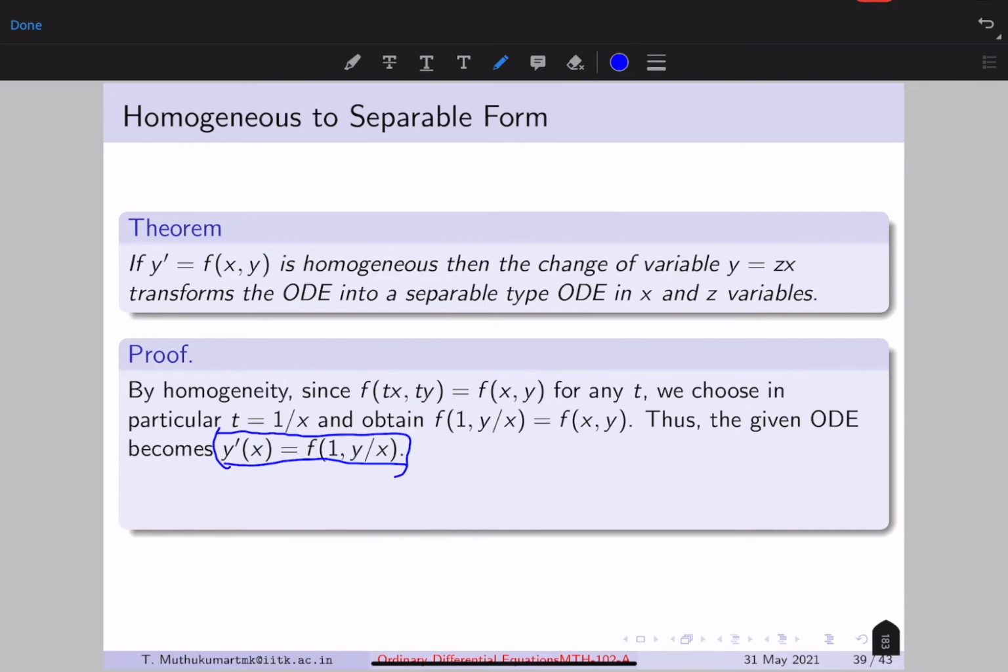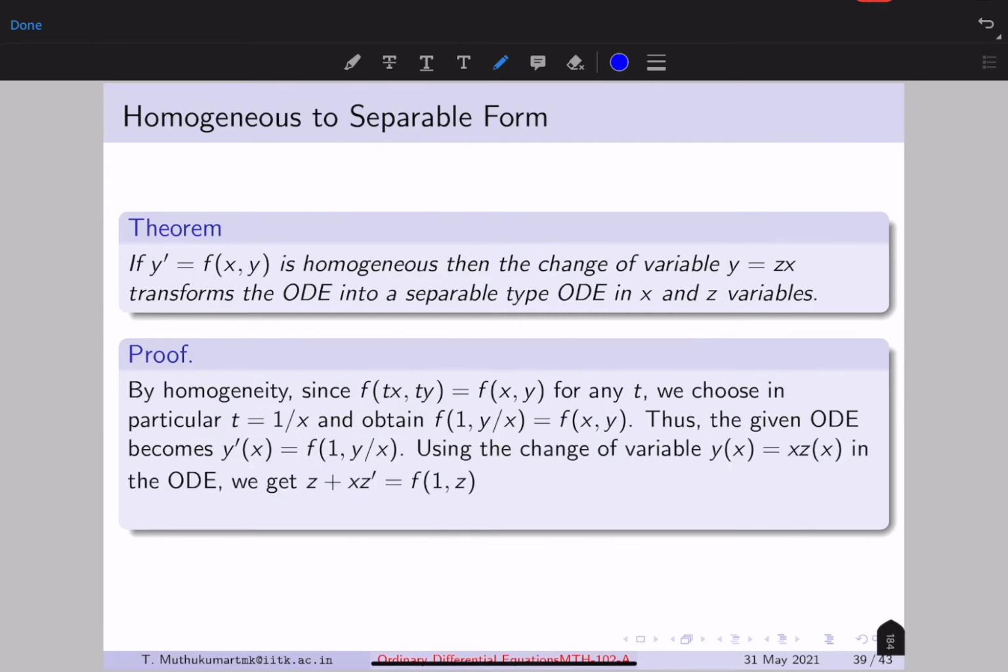Now you introduce this change of variable that we said, which is z equal to y over x. Introduce this new variable z, y over x, which means y is x z. If you use this information in this ODE, you get y prime is this, and f of 1 comma y over x is this. So the ODE becomes now an ODE in z variable and x variable.